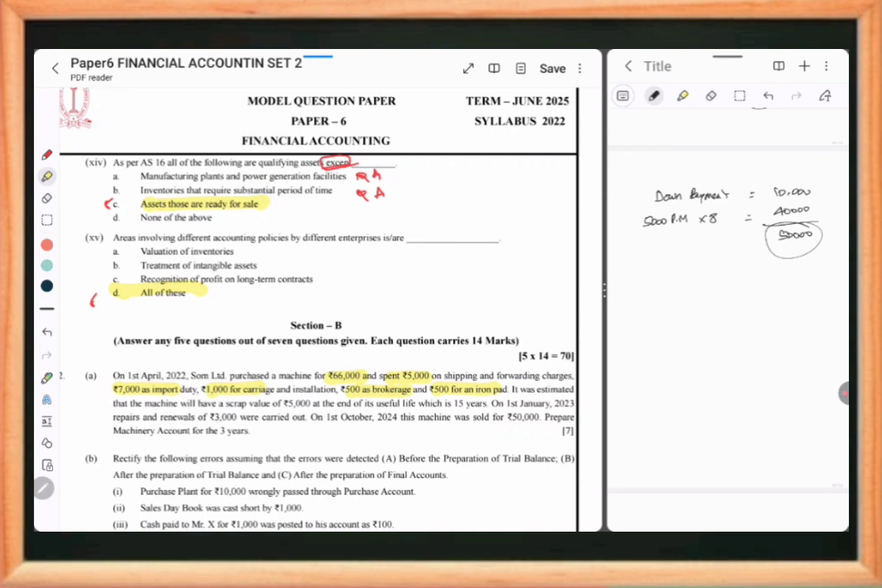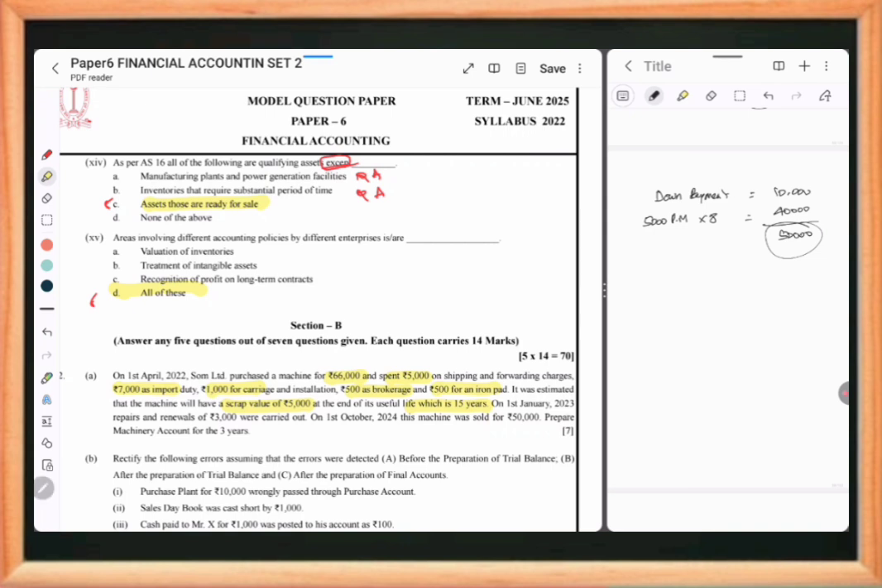Apart from that, some other expenses were incurred. So these are to be added to the cost of the machinery. So 5,000 plus 7,000 plus 1,000 plus 1,000, so all these amounts must be included. It was estimated that the machine will have a scrap value of rupees 5,000 at the end of its life, and the useful life is 15 years. That means useful life is given, scrap value is given, cost of the machine is given. So it is assumed that they are following the straight line method. Under the straight line method, we have to calculate how much depreciation will be provided every year.